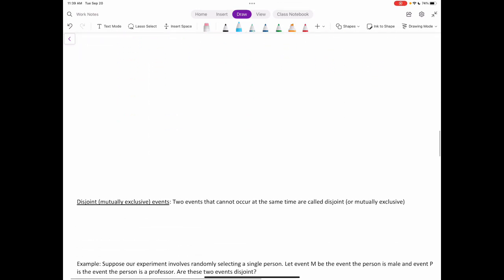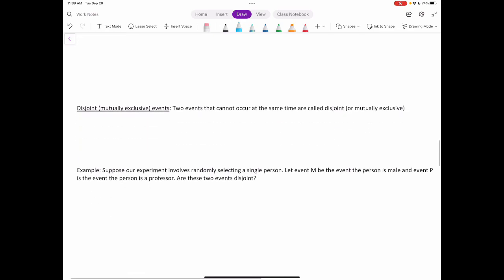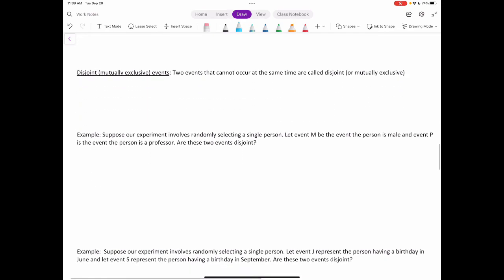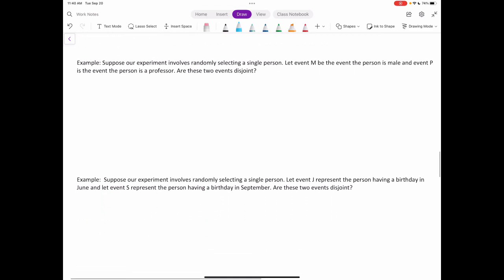All right, the last two concepts are often confused with each other, so hopefully this will clear it up. Let's talk about disjoint events, or sometimes called mutually exclusive events. Two events that cannot occur at the same time are called disjoint, or sometimes mutually exclusive. So two events that cannot occur within the same instance are disjoint. So a couple examples here. Suppose our experiment involves randomly selecting a single person. We're selecting one person. Let M be the event that the person is male. And let's let P represent the event that the person is a professor.